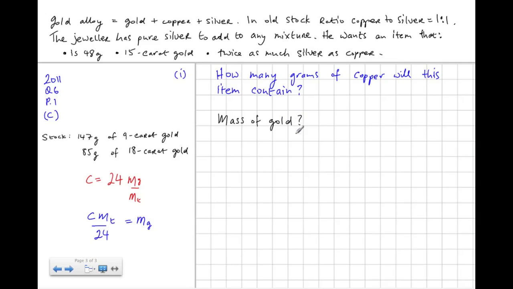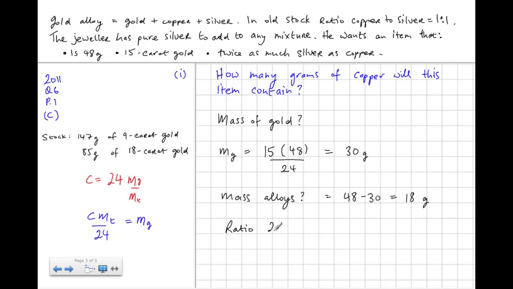So the mass of gold in this 48 gram 15 carat gold item is given again by this blue formula we've been using. So the mass of gold is 15 carat, the total mass is 48, and we divide this by 24. Just stick this into the calculator, and we see that 30 grams is the mass of gold in this item. So if the total mass of it is 48 grams, how much would the mass of the alloys be? That must be the 48 grams less the 30 grams, which is gold. So 18 grams in total is the mass of the silver and copper.